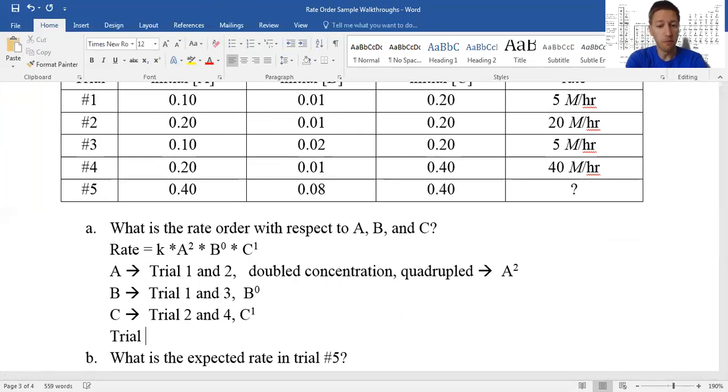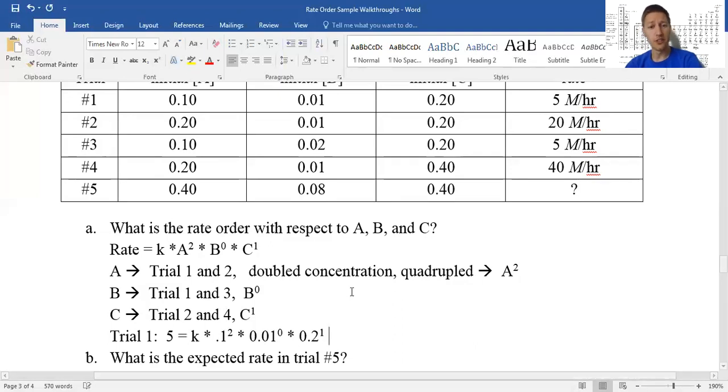So looking at trial 1, we're going to put the numbers in. We actually have our rate was 5. This equals some K constant. Our concentration of A was 0.1 and it's raised to the second power. Our B is going to be 0.01 raised to the 0th power. And our C concentration is 0.2 raised to the first power. We're going to solve for what the K constant is, picking any trial, putting the numbers we actually have in here, find K. And that K will stay the same throughout the entire time.